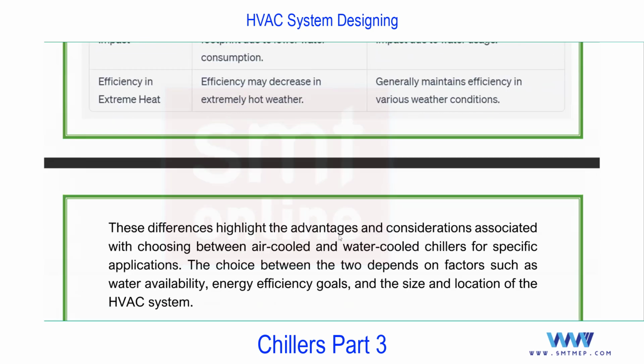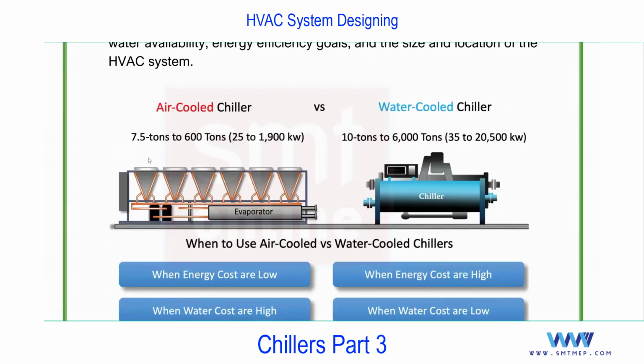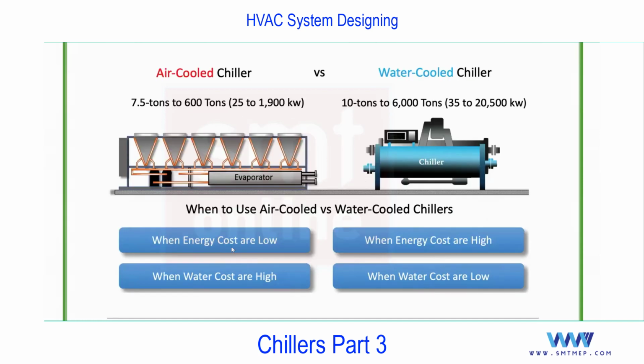Now, if you talk about capacity, as we discussed, 7.5 to 600 for one unit of air cooled, but for water cooled up to 6,000 as a single unit. And the quick summary: generally we use air cooled when energy costs are low and water cost is high. We discussed the other point also. And for water cooled, when energy cost is high and water cost is low, we can suggest water cooled.